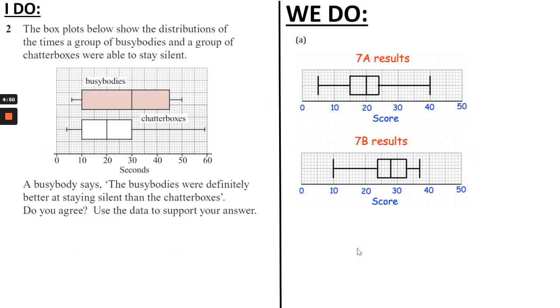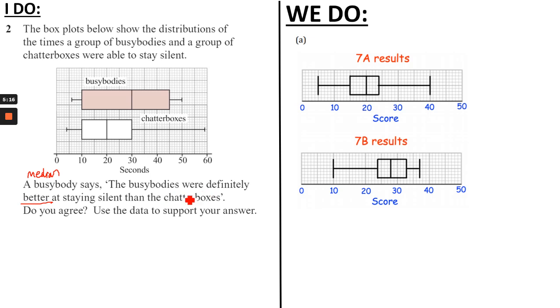Okay, so now what we're going to do is compare box plots. The question on the left: the box plot below shows the distributions of the times a group of busybodies and a group of chatterboxes were able to stay silent. A busybody says that busybodies were definitely better. If it's talking about being better, then we're looking at the median. If it was talking about consistency, then we would be looking at the interquartile range.